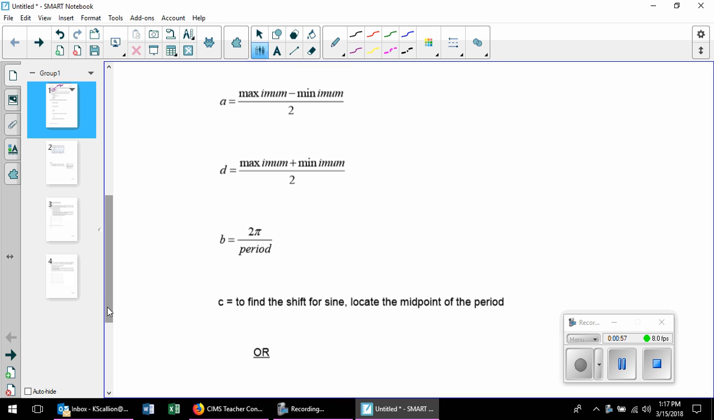And B, if you need to calculate B, you're going to take 2 pi and divide it by the period. If you have B and you need to find your period, it would be period is equal to 2 pi divided by B. Just a rearranging of the equation. Nothing really crazy.